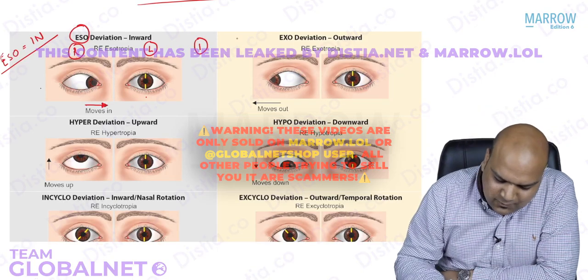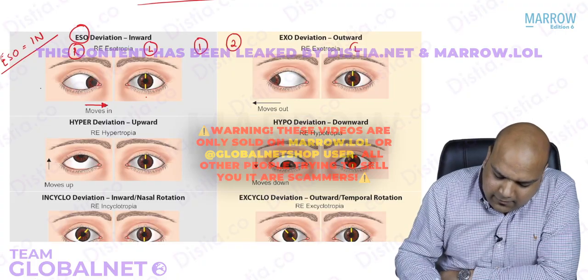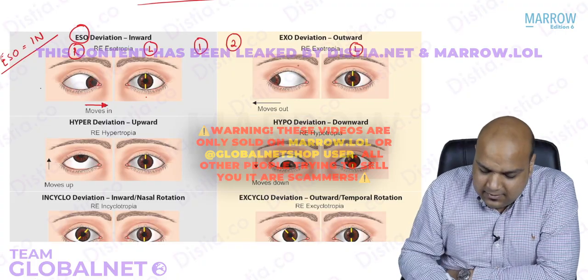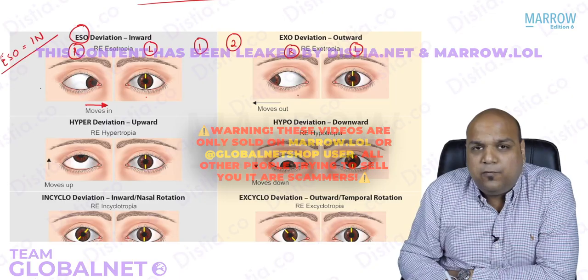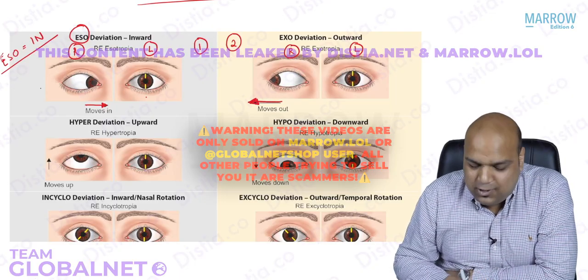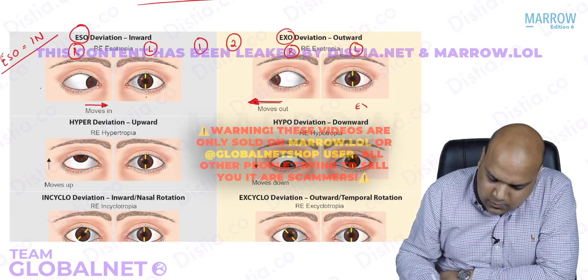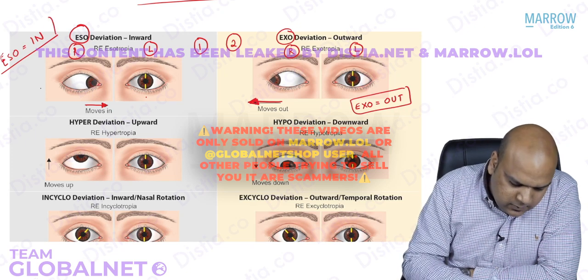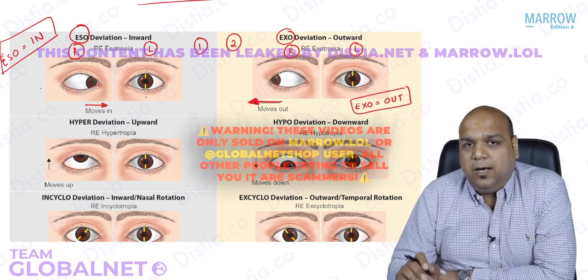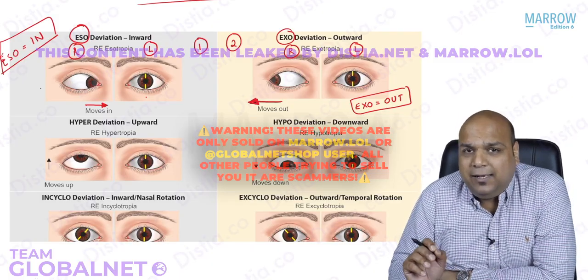Now, let's move on to image 2. Very easy. Again, look at the left eye. The left eye is straight. The right eye, in this case, instead of moving inwards, has moved or deviated outwards. So outward deviation is called EXO. So EXO is equal to out. ESO is equal to in, EXO is equal to out. These are the two important words that you need to remember, ESO and EXO.